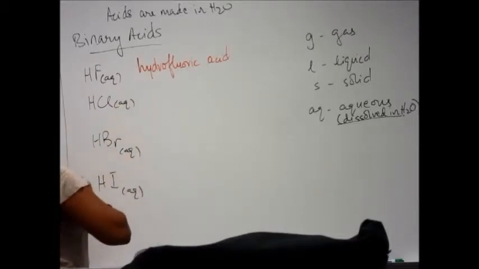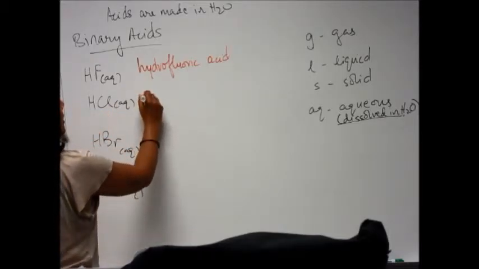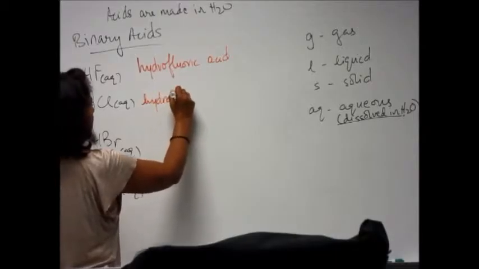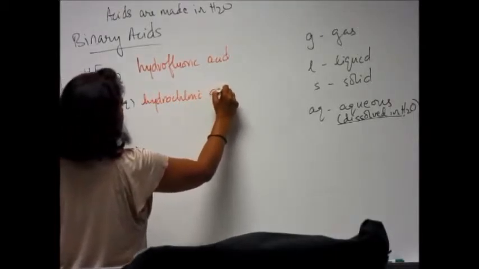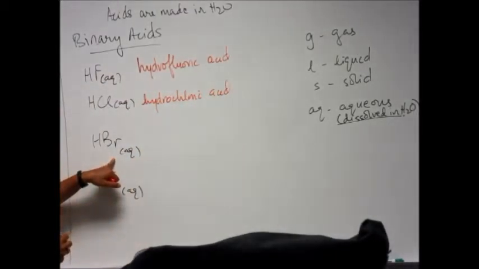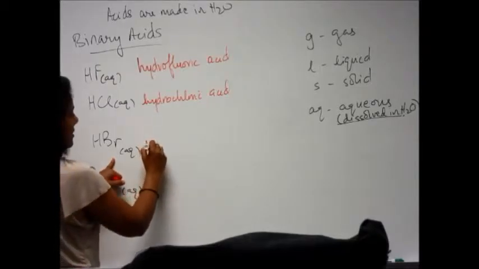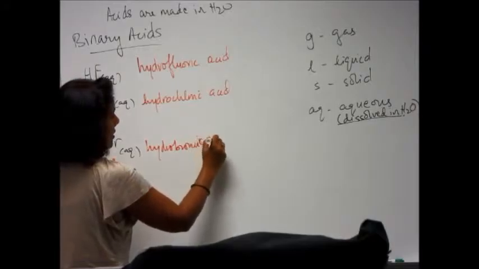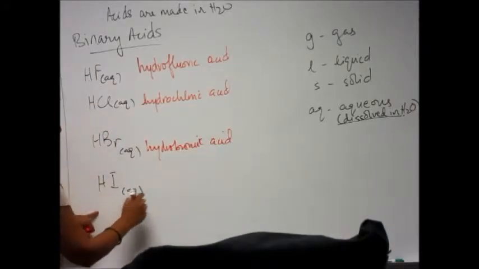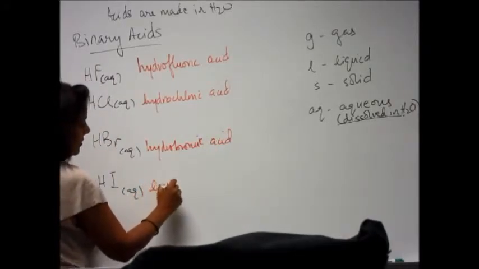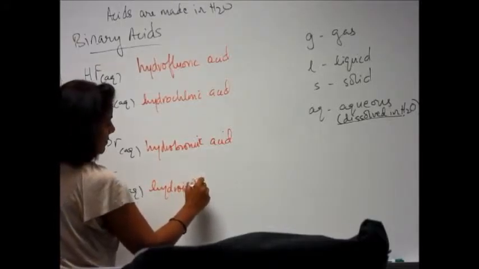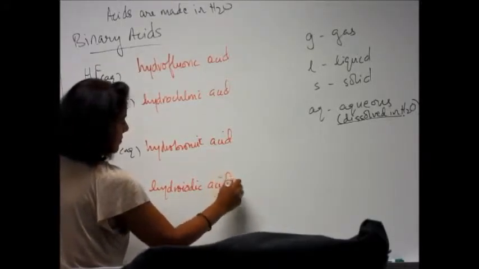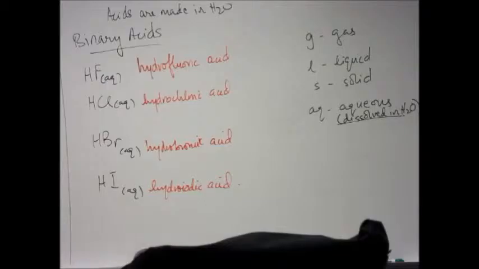So hydrofluoric acid, go ahead and help me out here. Hydrofluoric acid. Hydrobromic acid. And then hydroiodic acid. These are the 4 acids that come from the halogen group, group number 7.